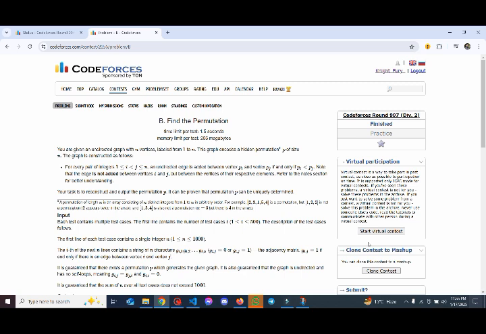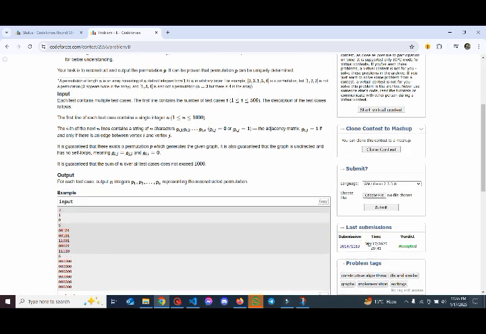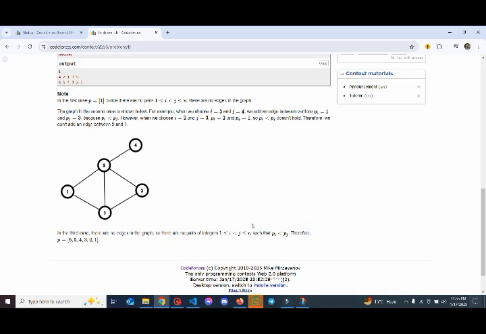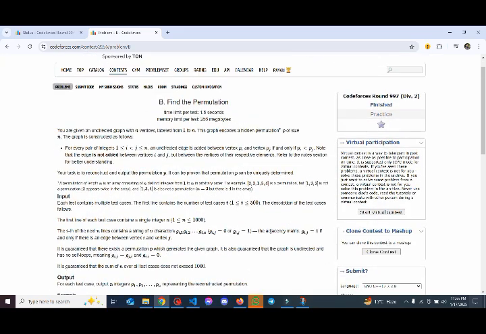So now I'm going to solve Codeforces Round 997 Div 2, Problem B, Find the Permutation. This is a graph problem because they gave a graph. So I'm not reading the whole question. I'm directly jumping to the problem summary.